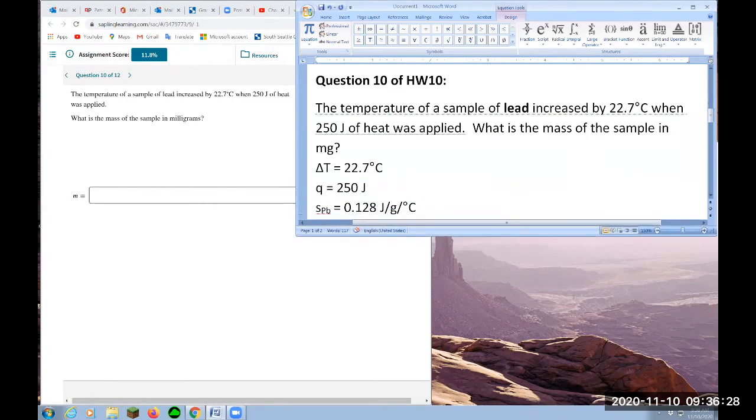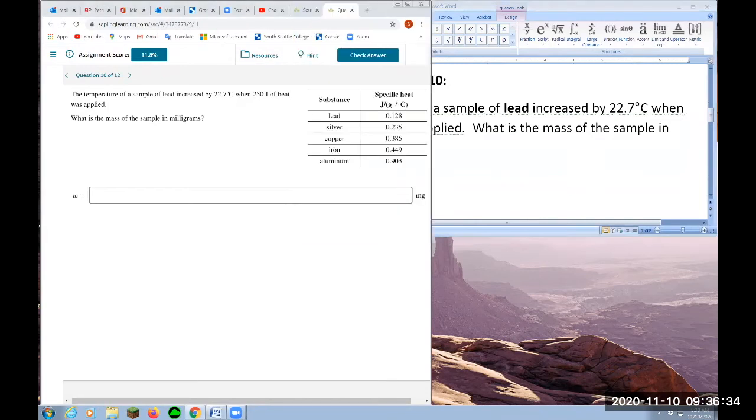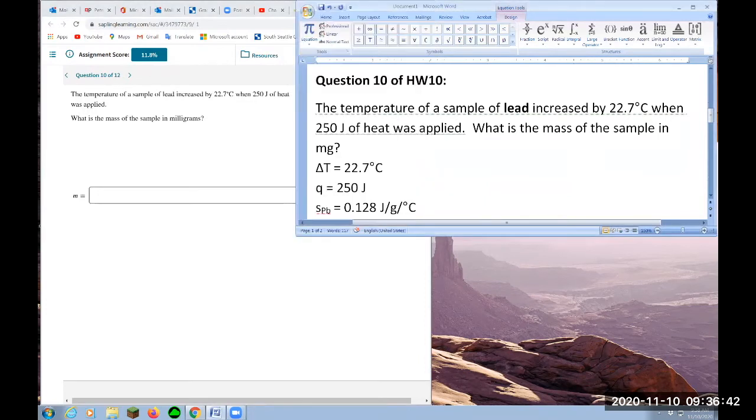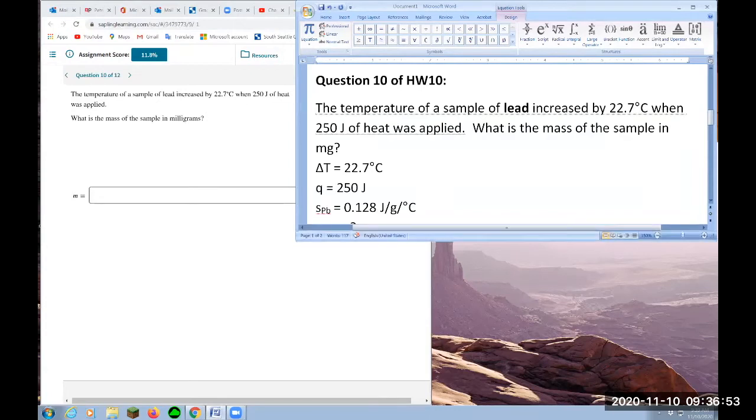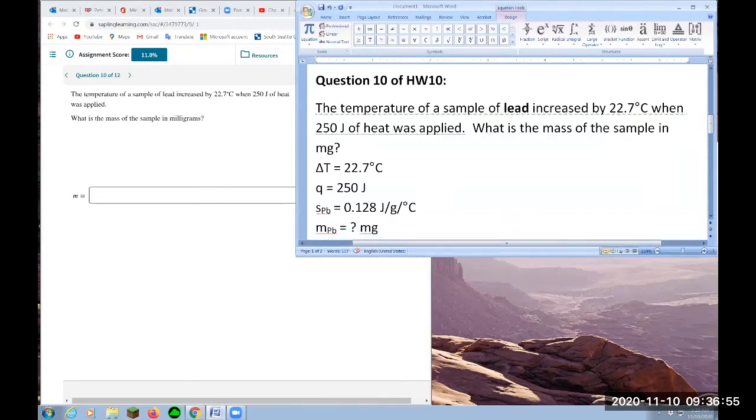Because I have a sample of lead, I've extracted from the table the value for lead. Lead has a specific heat capacity of 0.128 joules per gram and per degree. So you have to use the value of your own substance. We are looking for the mass of lead in milligrams.